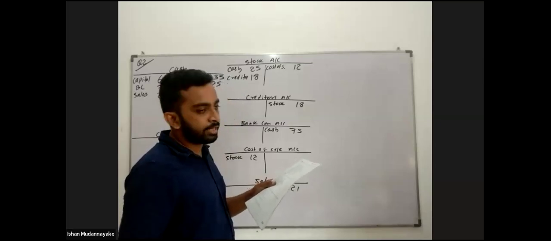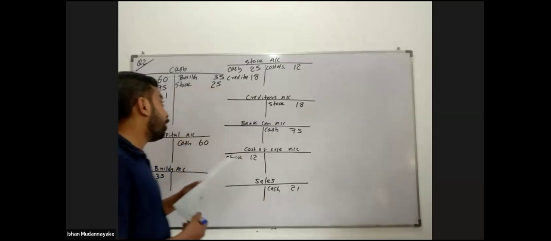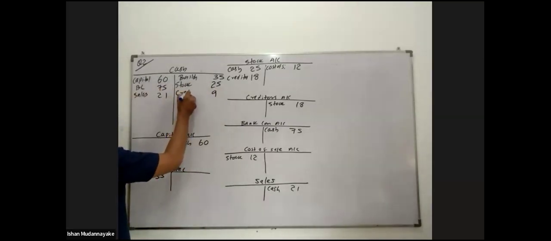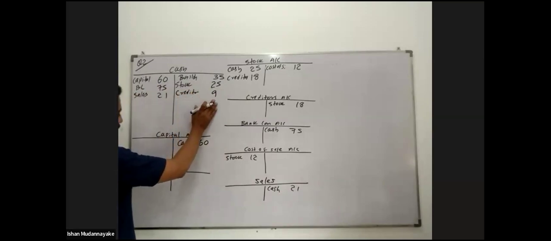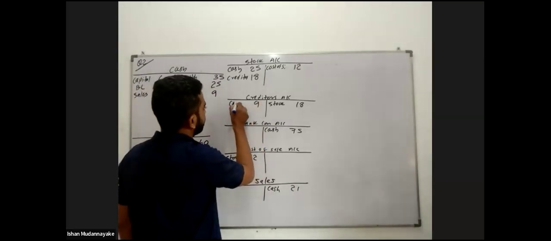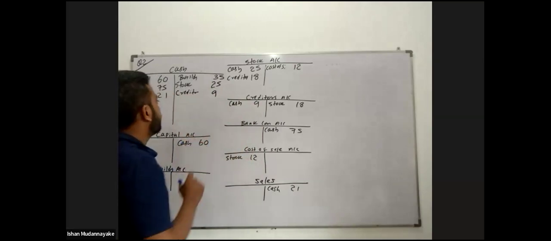Right. Next transaction. Transaction number 7. Cash paid to creditors 9,000. Cash outflow, therefore cash book credit 9,000, and creditors account debit 9,000.